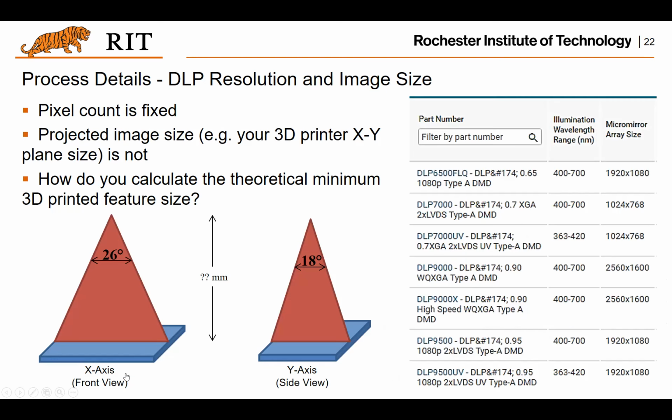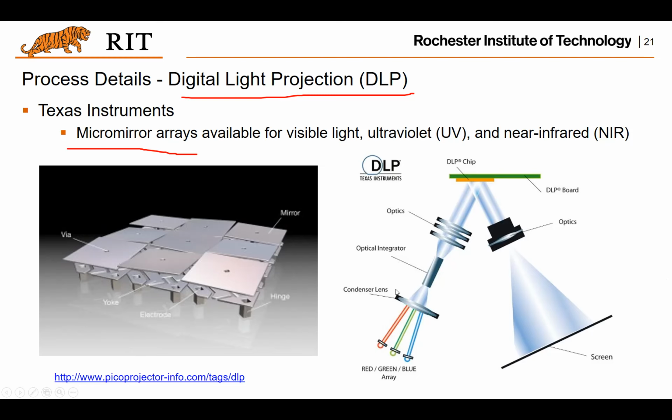Yeah, it's not a video, but that is the same mirror array utilized in the projector. There are processes using visible light. Also, there are some projectors that utilize ultraviolet or near infrared light. It depends on the material to be cured, but it has a similar working principle as the normal printer.